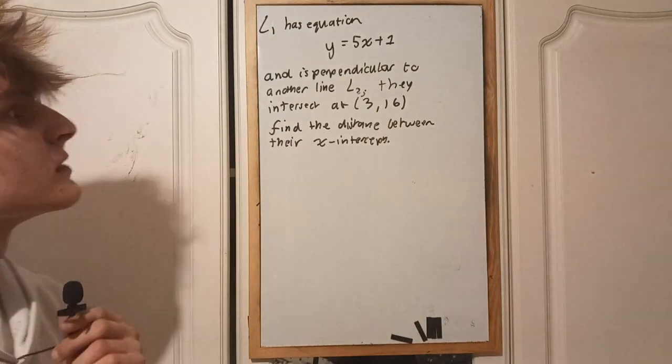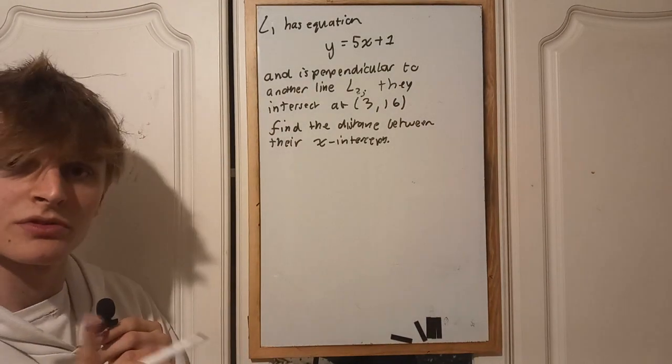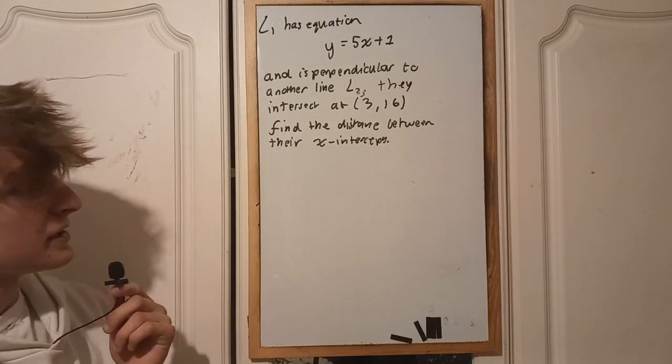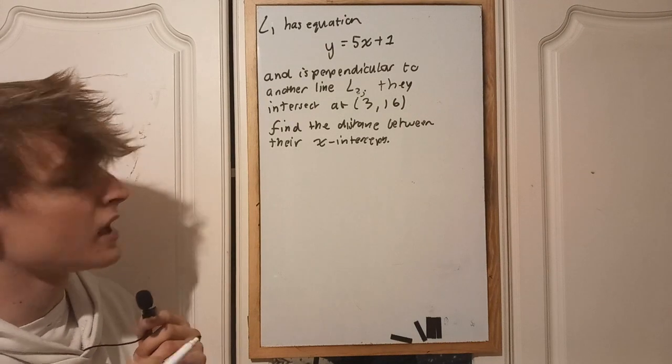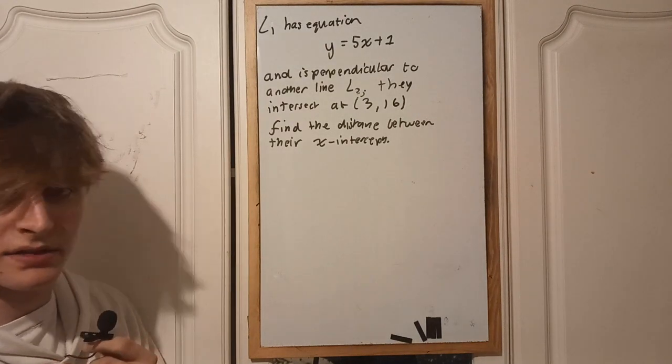Okay, so this second problem is a little bit harder than the first. It goes like this. Line L1 has equation y equals 5x plus 1 and is perpendicular to another line L2, and they intersect at the point (3, 16), and we're asked to find the distance between the x-intercepts.